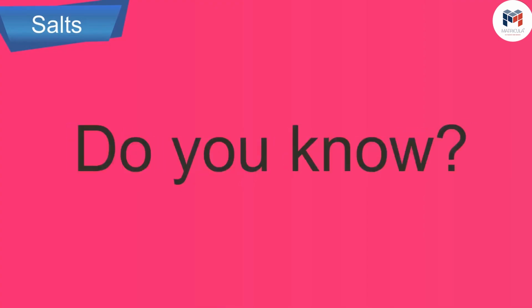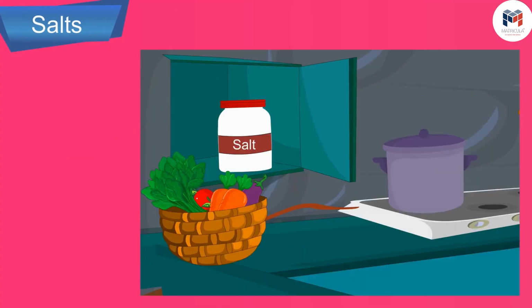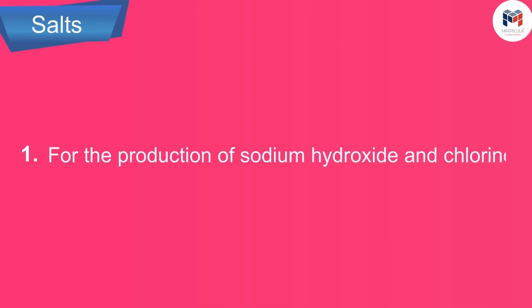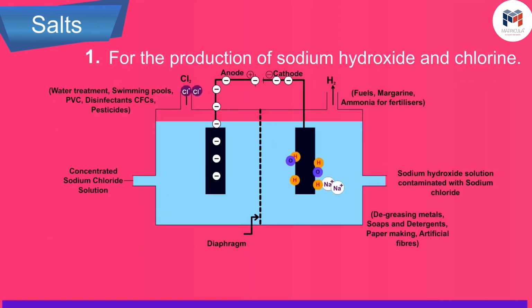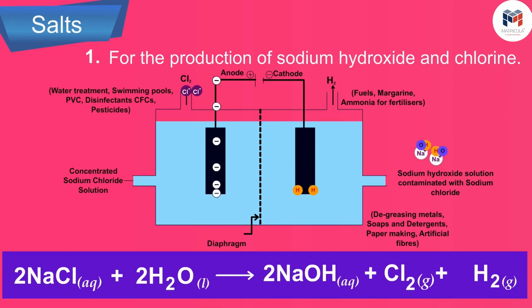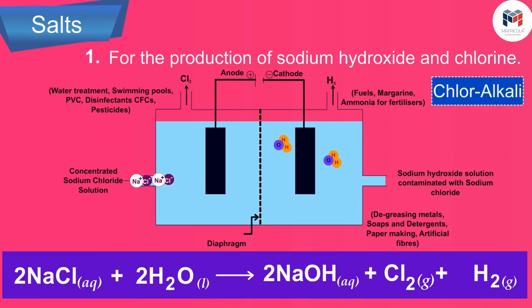And friends, do you know that ordinary salt, sodium chloride, is an important raw material for the substances of our daily use? For example, 1. For the production of sodium hydroxide and chlorine. The various uses of the three products resulting from this process are shown here. This process is called the chlor-alkali process.